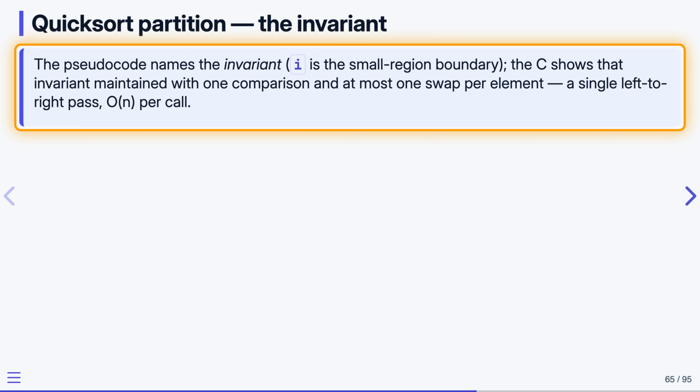Here is what those 3 levels add up to. The pseudocode names the invariant that I is the small region boundary, and the C shows that invariant being maintained with 1 comparison and at most 1 swap per element. It is a single left to right pass, so partition is big O of n per call.